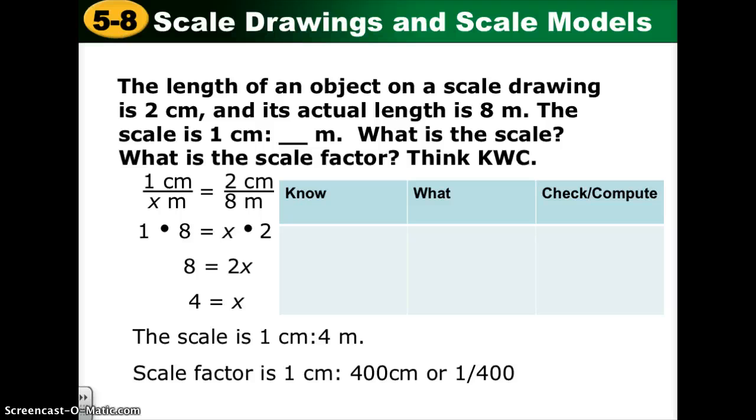Scale factor is different. Scale factor needs to have the same units so that we know how much we reduced or enlarged it by. So we want to change both of those to the same unit, which needs to be the smaller one. Centimeters is smaller than meters, and there's 100 centimeters in 1 meter. So our scale factor would be 1 centimeter to 400 centimeters, or 1/400th. Now if you want to work the other direction, remember you would take the reciprocal of that.